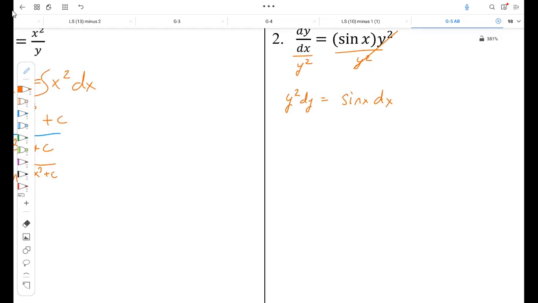That's what separation of variables is. I've got all my y's on one side, I've got all my x's on the other side, which means I can put an integral symbol in. That's not correct. That should be dy over y squared. There we go. Any sense?